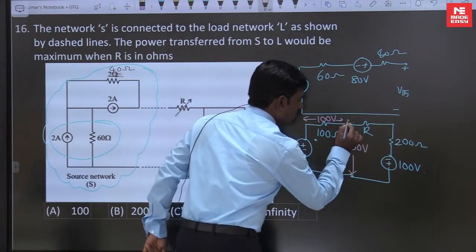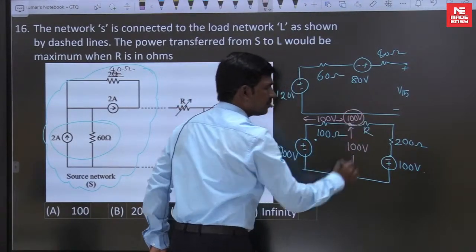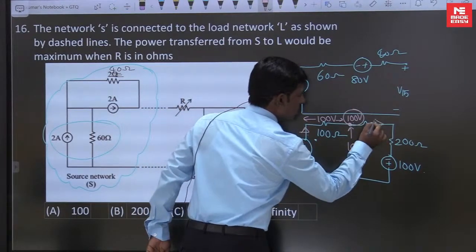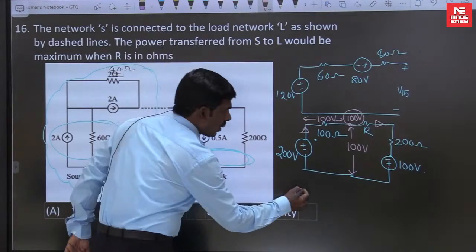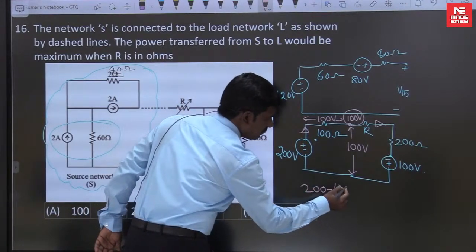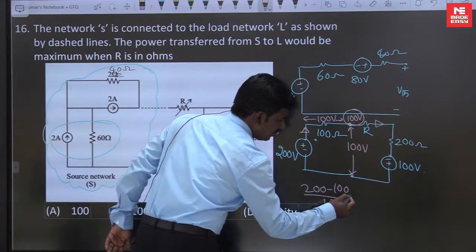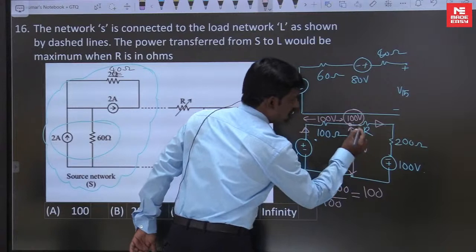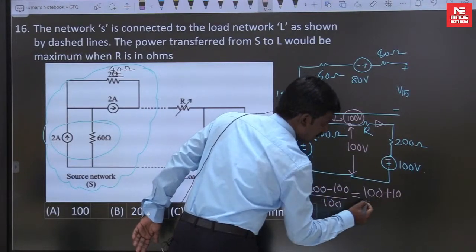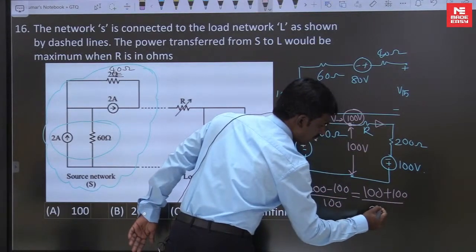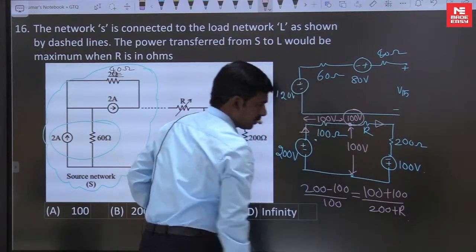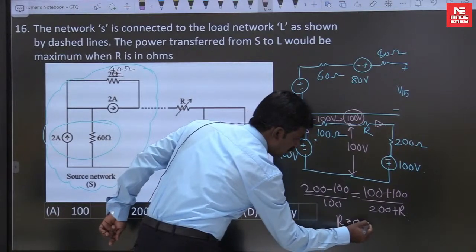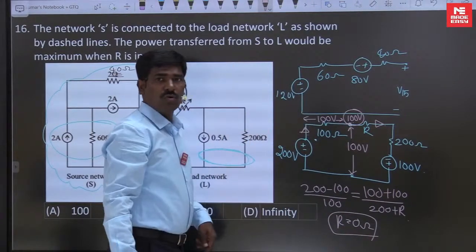So how much is the voltage here? 100 volts. Now just apply KCL. This current is incoming, this current is outgoing. So (200 minus 100) by 100 is equal to (100 plus 100) upon (200 plus R). So in this case you get R equal to 0, but in all cases it is not 0. In this case only R is equal to 0.